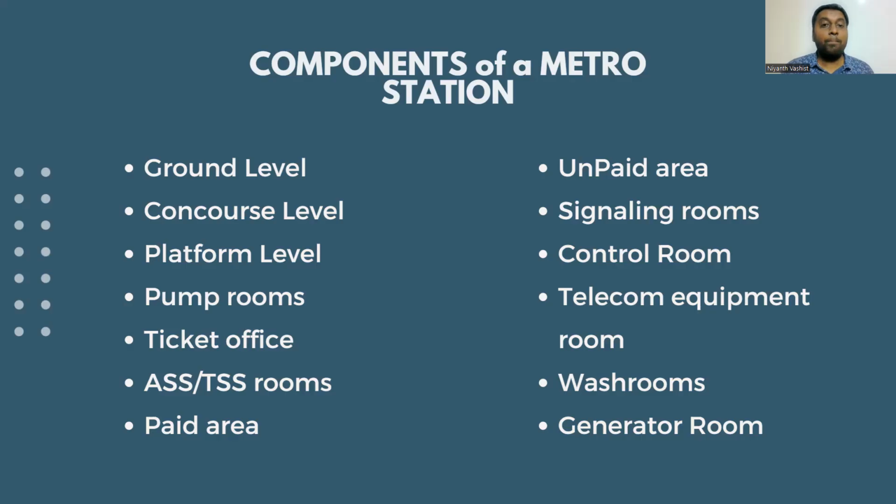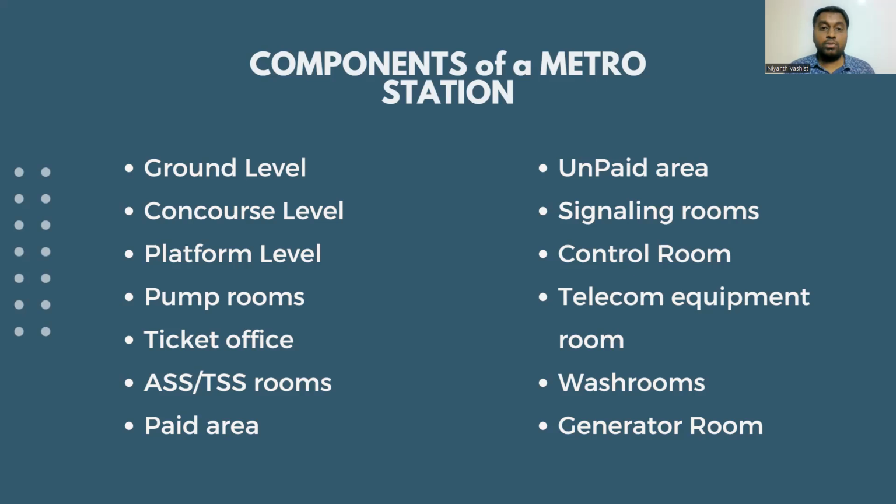The next we go for is the paid area and unpaid area. Now, what is the difference between paid area and unpaid area? Unpaid area is an area in the metro station, in the concourse level and ground level, where anyone can come and walk or anyone can enter. The paid area is the area you enter after scanning the pass or the token or the ticket. Now that is the paid area. Of course, in the plan, it will be explained in detail.